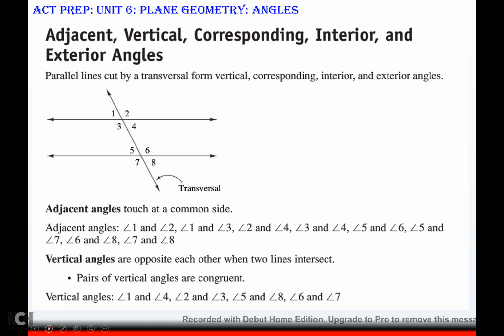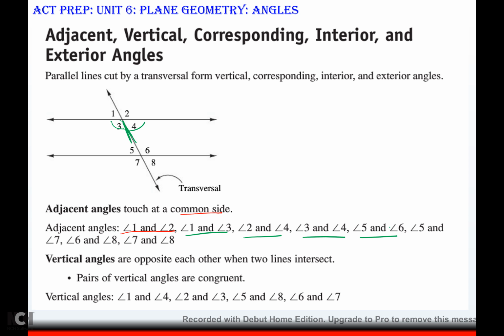All right, adjacent, vertical, corresponding, interior, and exterior angles. Adjacent angles touch on a common side. So your adjacent angles are 1 and 2 because they're adjacent to each other. But I also have adjacent angles 1 and 3, because they're next to each other. 2 and 4 are adjacent because they're next to each other. 3 and 4 are adjacent, because they're next to each other. They touch at a common side. See how they share that side?